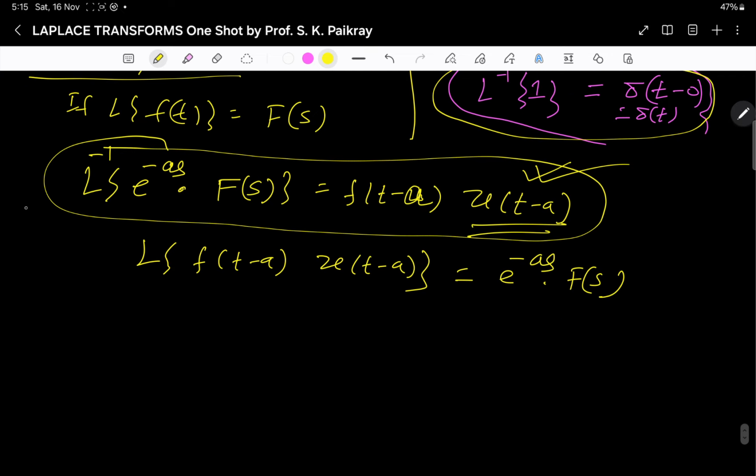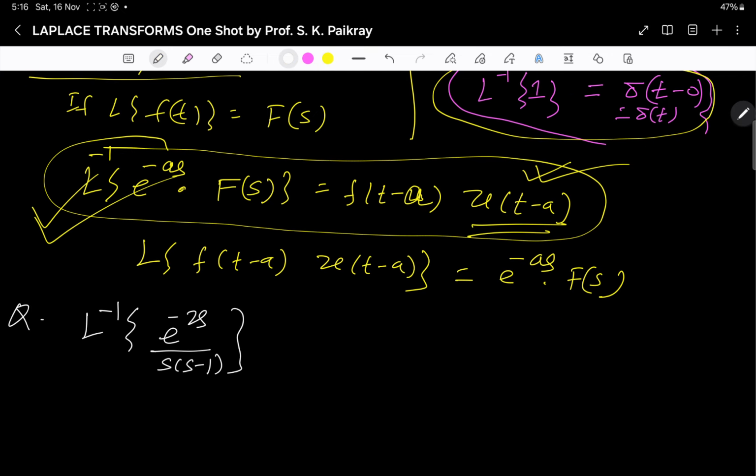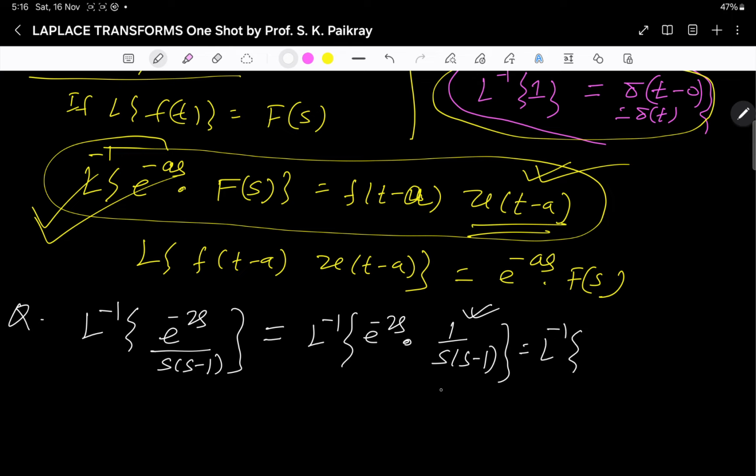Now I work on this. Suppose you are asked to find L inverse of e to the power minus 2s by s into (s minus 1). So this is L inverse of e to the power minus 2s into 1 by s into (s minus 1). Already in question number 1 I have done it. So this is L inverse of e to the power minus 2s, and I have already solved by partial fractions: 1 by (s minus 1) minus 1 by s.